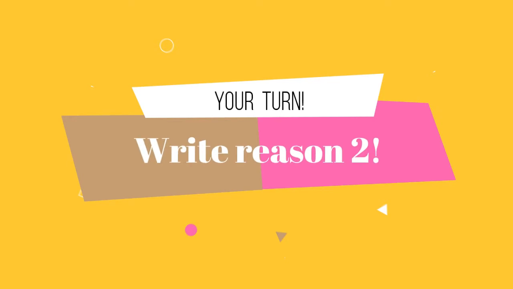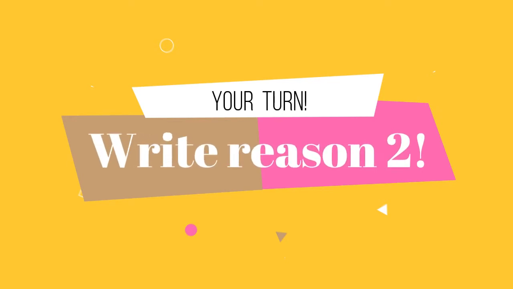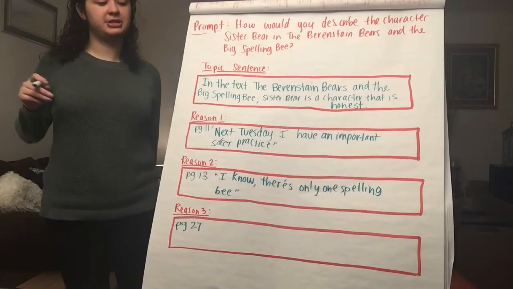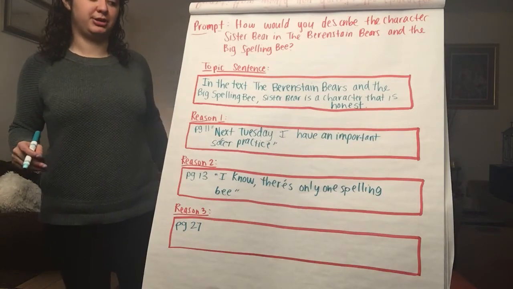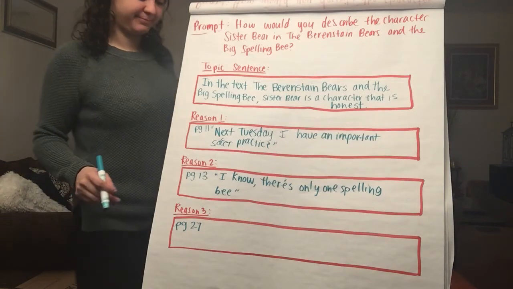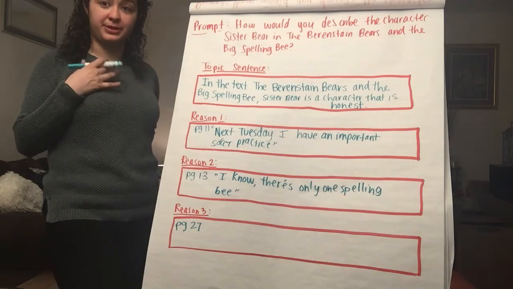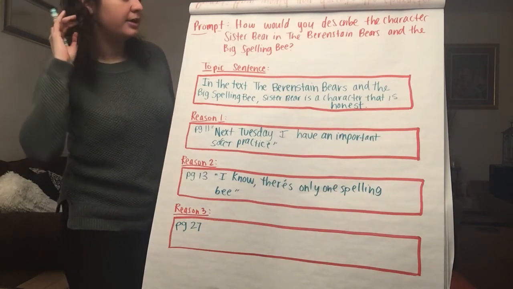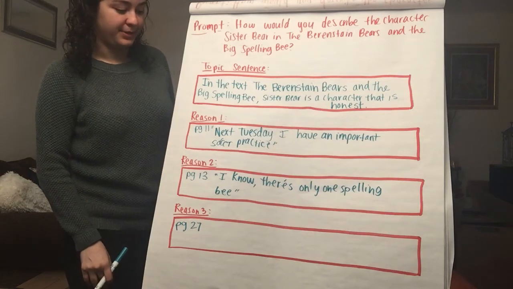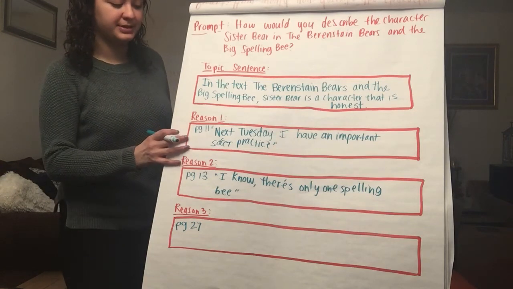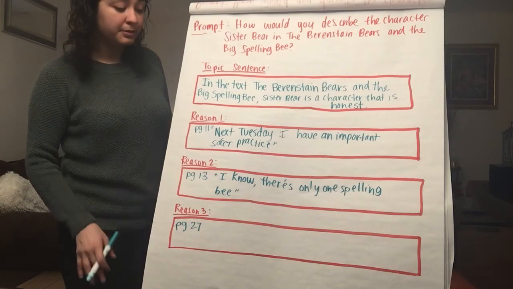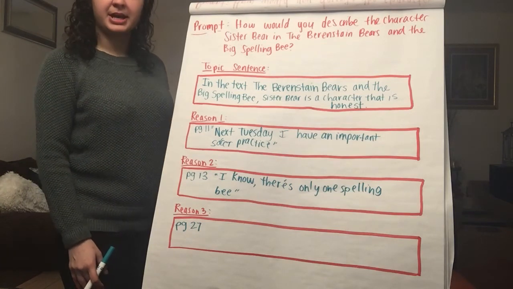There's only one spelling bee. And this shows her friend how much of a hard time she's struggling with this choice she has to make. She's being true and honest with her feelings. Okay, so you should have both your reasons filled out. If you didn't finish that up, do it now.